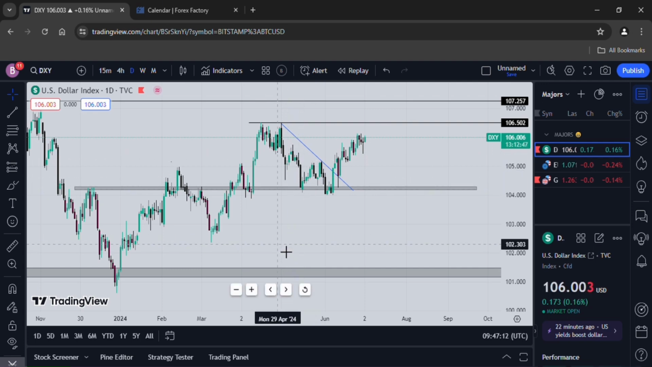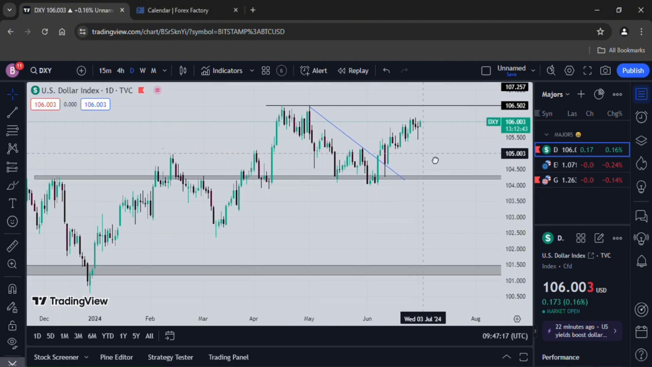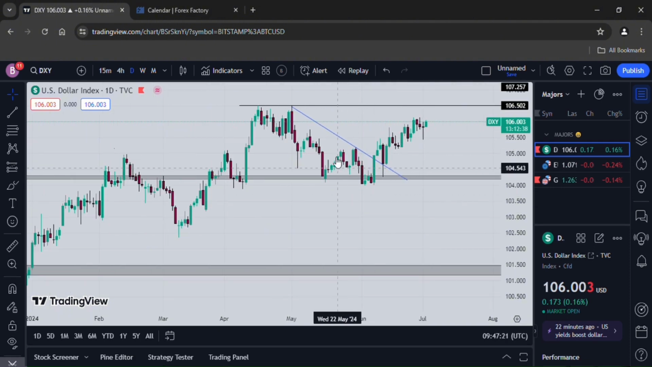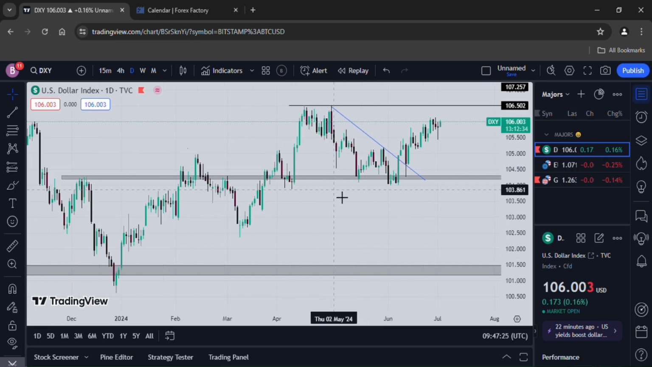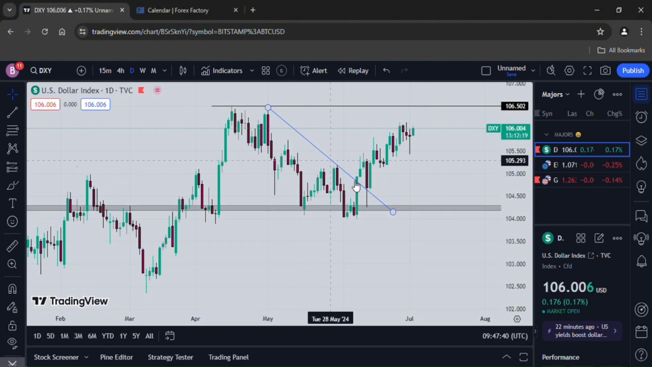Then I was waiting for a chart pattern, something like a double bottom or a break of a counter trend line, for me to take my trading decision. And boom, the market came to the zone, printed a double bottom, and then closed with this very bullish candle here, and also at the same time broke this counter trend line. So that triggered my entry.